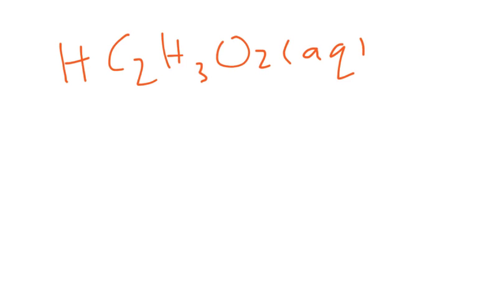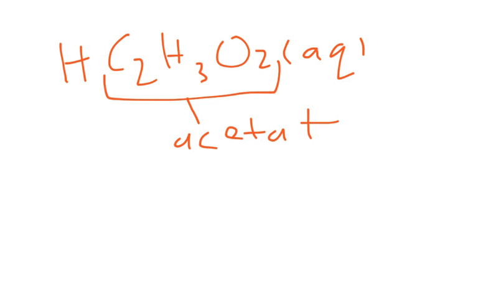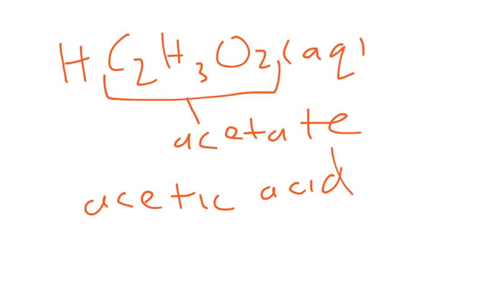Let's try something else. HC2H3O2 aqueous. Now immediately from this, you can see this is acetate. So now let's use our ate to ic rule. So acetate would be acetic acid. Let me make that A more clear, and that's the correct answer.